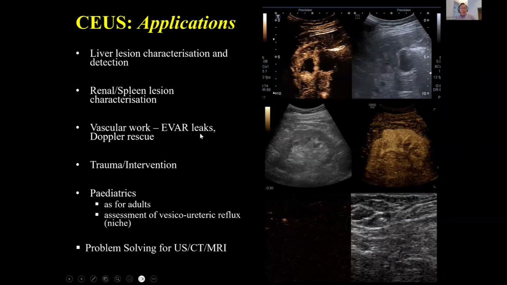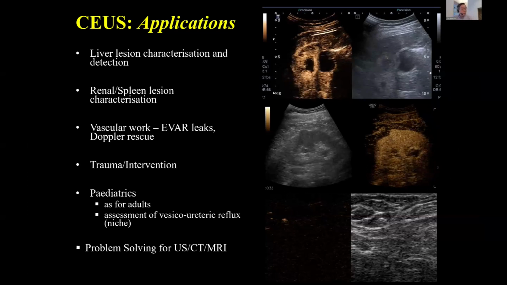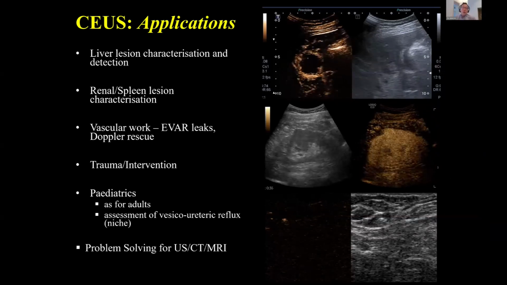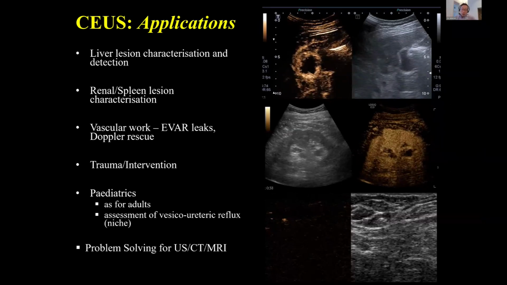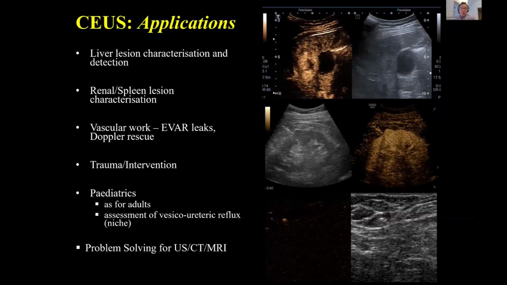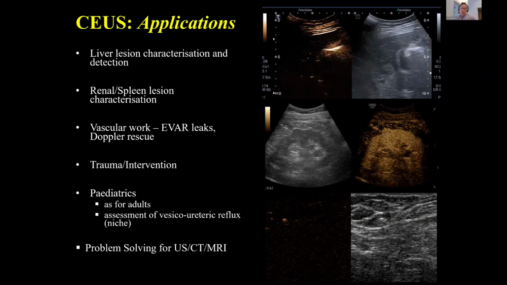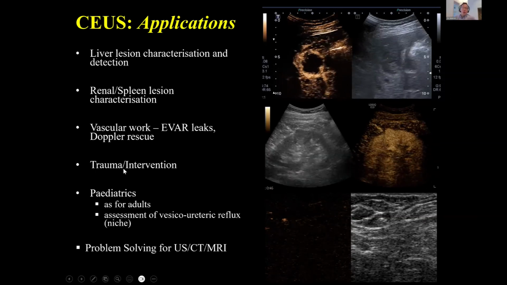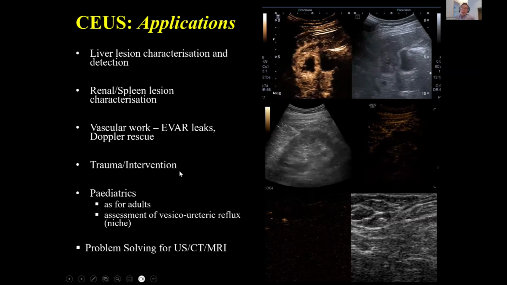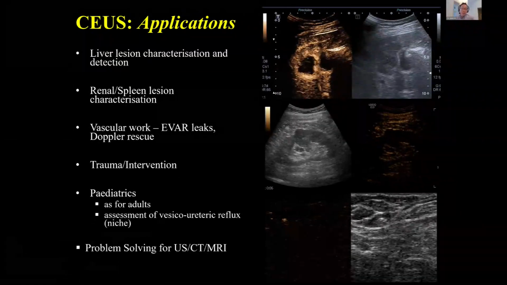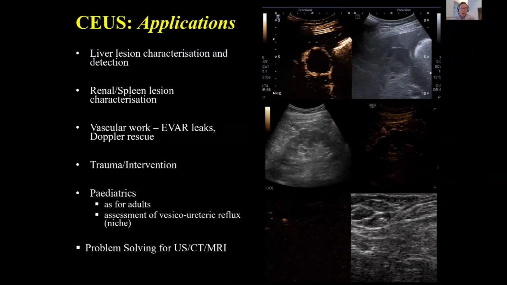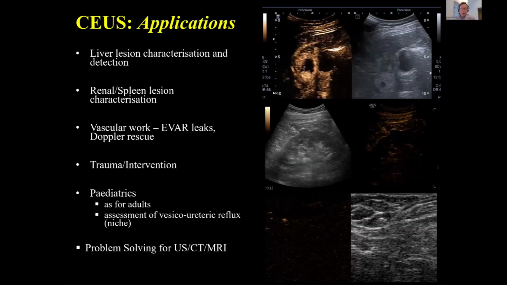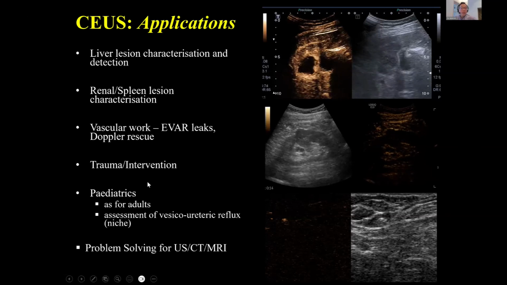Very useful in vascular work, and we'll hear some details later today on EVARs, but can also be used as Doppler rescue. And don't forget, in the vascular work, is also used a lot by our cardiology colleagues for the echocardiography work. Has been shown to be useful in trauma and intervention, and particularly at the bedside in the ER department. Some departments utilize this very quickly to assess for any hemorrhages that they can spot quickly.